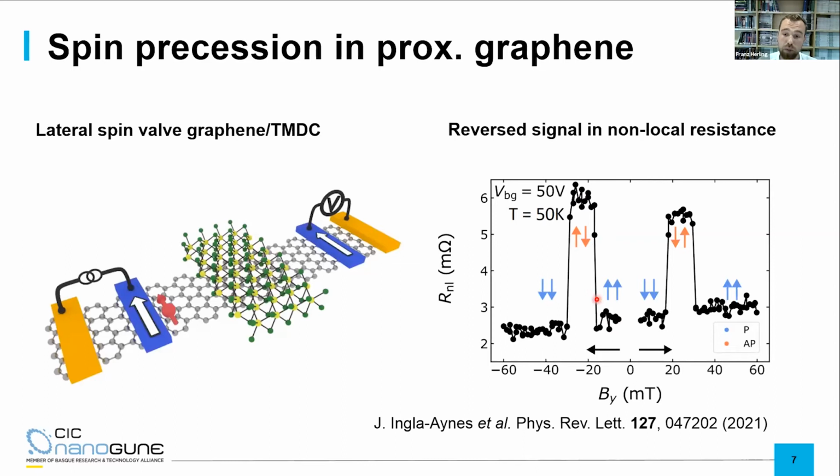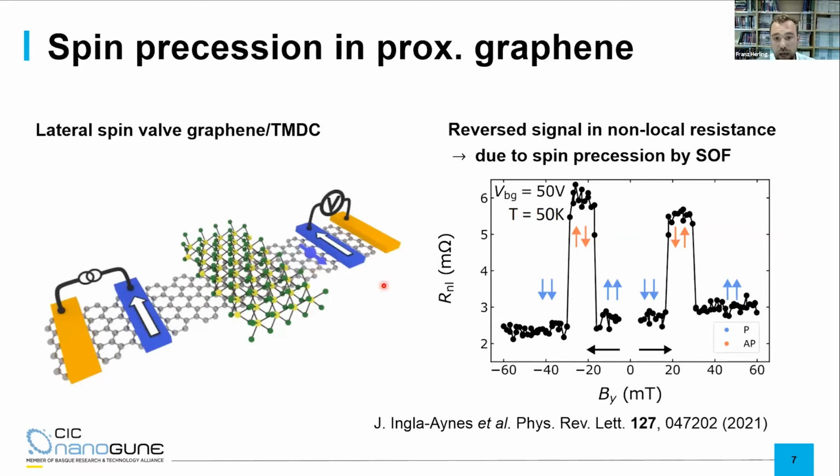So normally we would expect that the anti-parallel state has a lower resistance than the parallel state. And the reason for this is the first signature of the coherent spin precession in the strong spin-orbit coupling regime. So while the spin is injected and travels through the channel, it will precess by 180 degrees under the TMDC and will be picked up essentially as an anti-parallel signal.